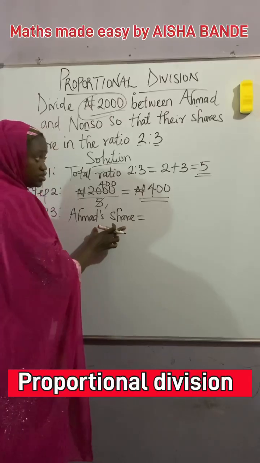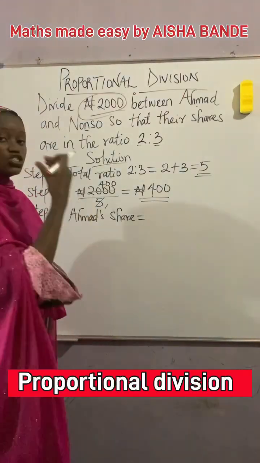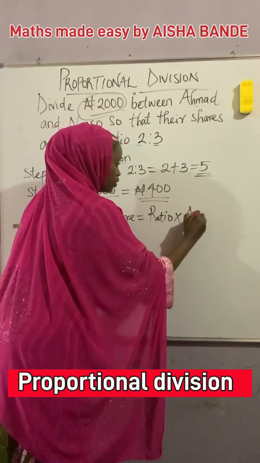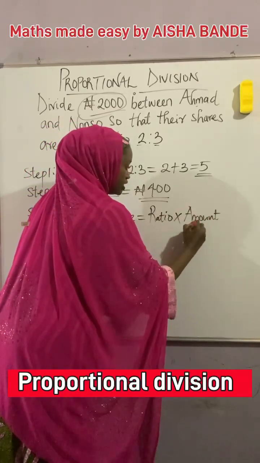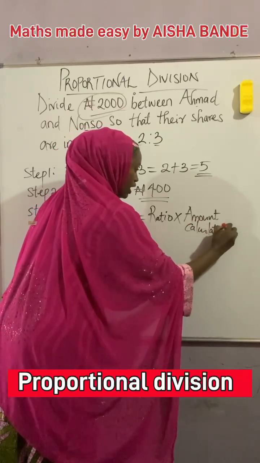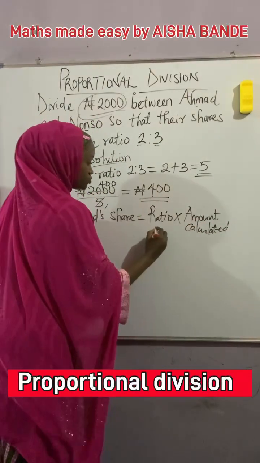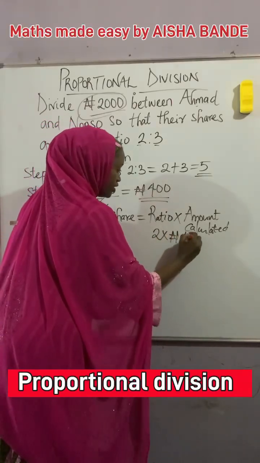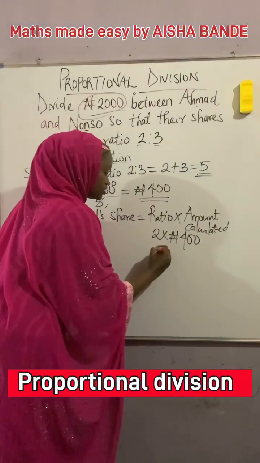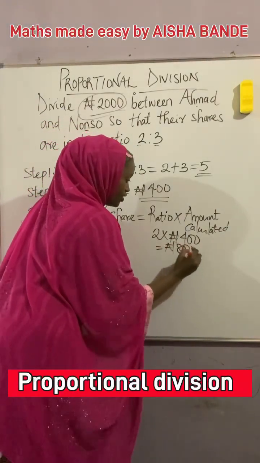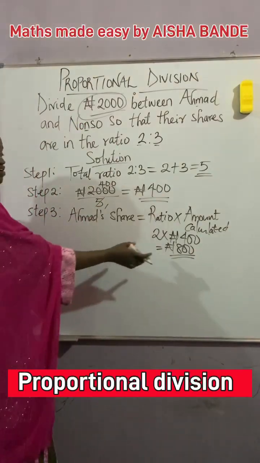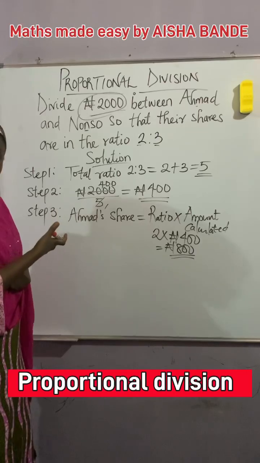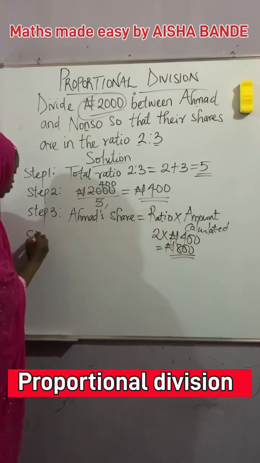So Ahmed's share is going to be his ratio times the amount calculated. Ahmed's ratio is 2. This is going to be 2 times the amount calculated, which is 400 naira. And 2 times 400 gives us 800 naira. So as you can see, Ahmed is going to have a share of 800 naira out of the 2,000 naira. So let's move on to the next step, which is the last step, step 4.